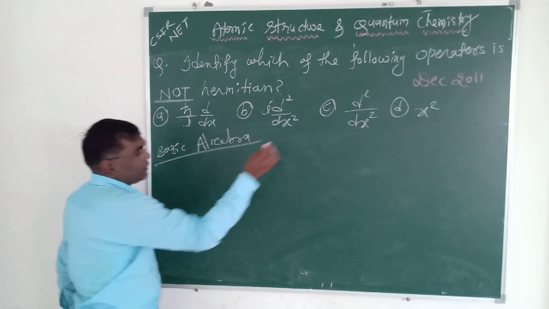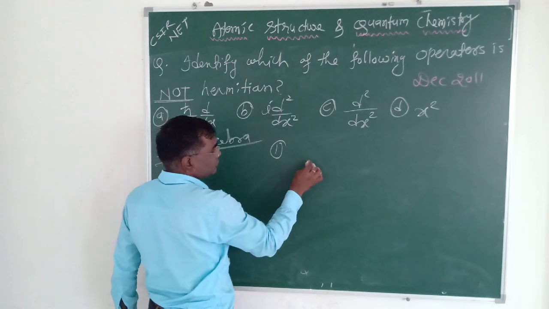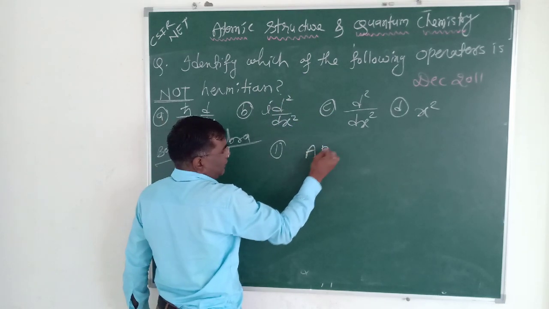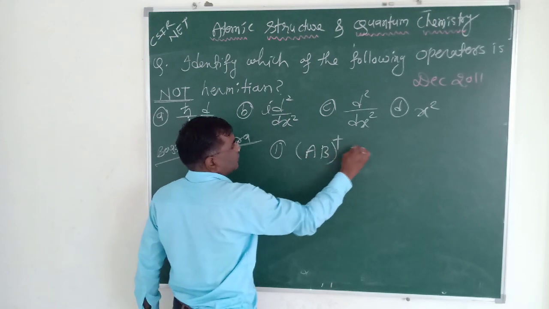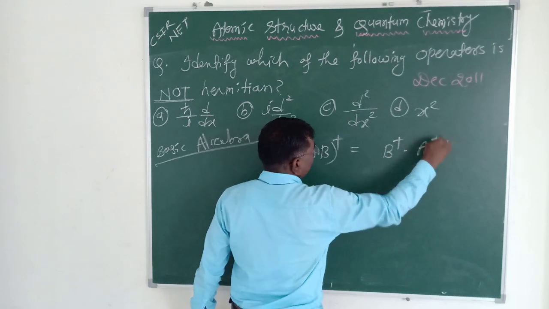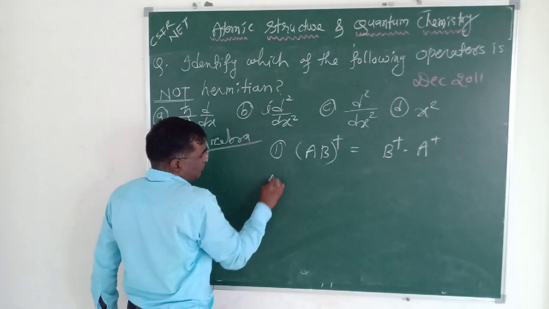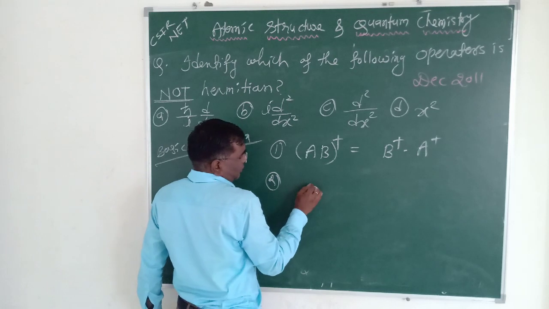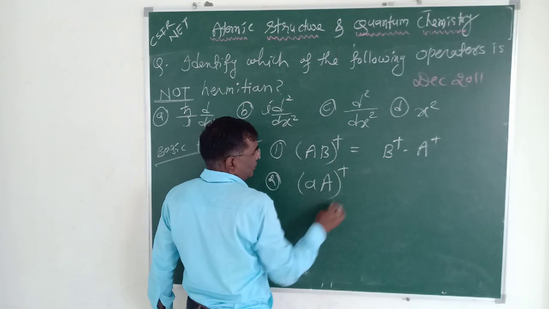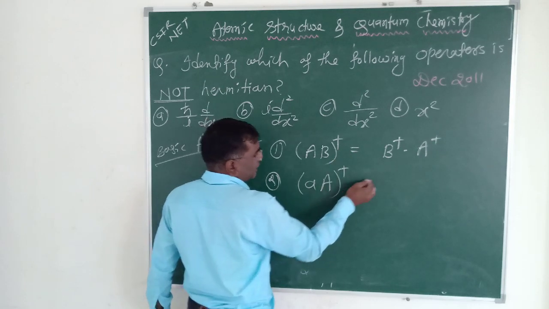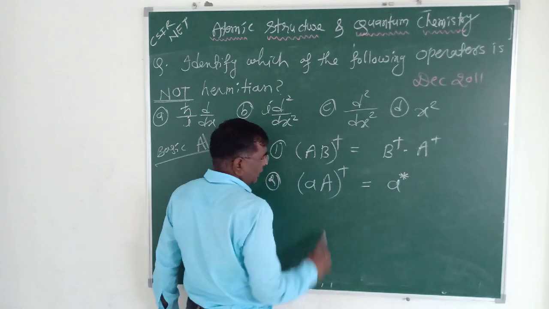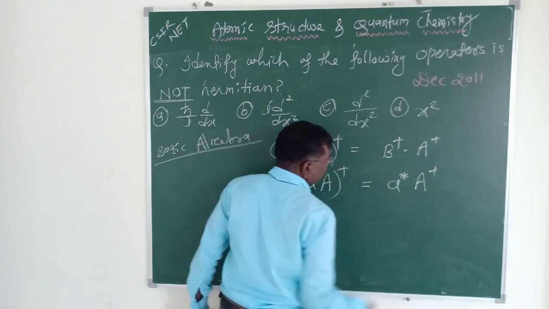Of dagger, number one: if there is a B dagger, then it will operate like this, B dagger into A dagger. Number two: if you have a constant a with operator capital A, then the constant a will be replaced with its conjugate and A dagger will remain as A dagger.